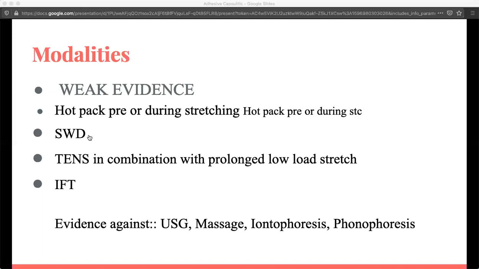There is some evidence, which is very weak again, for shortwave diathermy, for TENS, for IFT. I don't use any of those because I find that my time is better invested in doing manual work and exercise with the patient. If you want to use them, that's fine. There is evidence against the use of ultrasound, massage, iontophoresis and phonophoresis. So I would definitely not advise using any of those, okay?